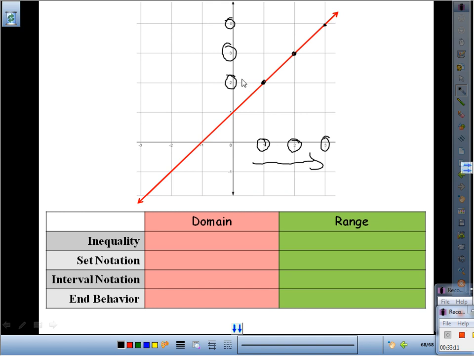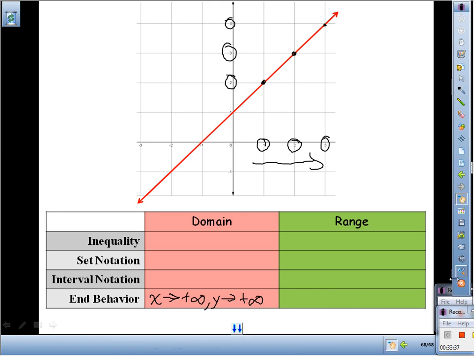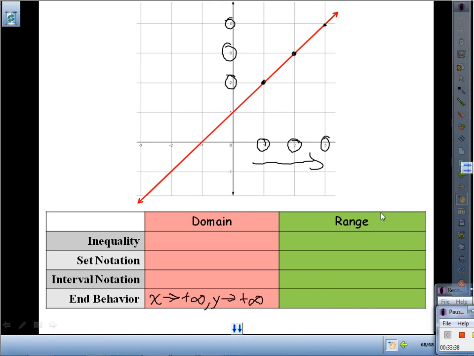It's going to keep going. So therefore, we write it like this. As x goes to positive infinity, comma, what should I write? Y goes to positive infinity. We got it? Okay? Look up, please.